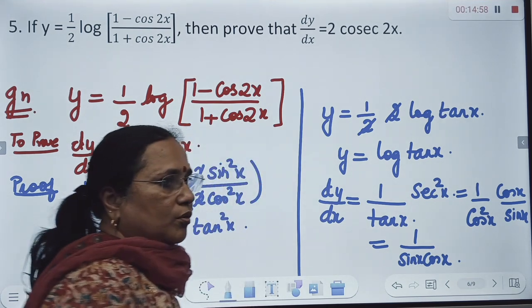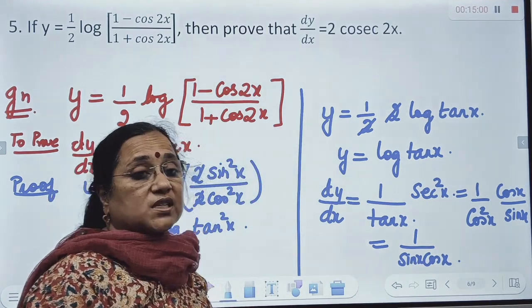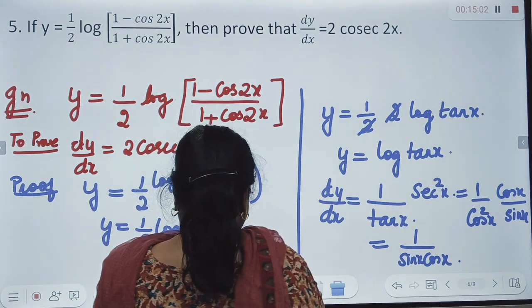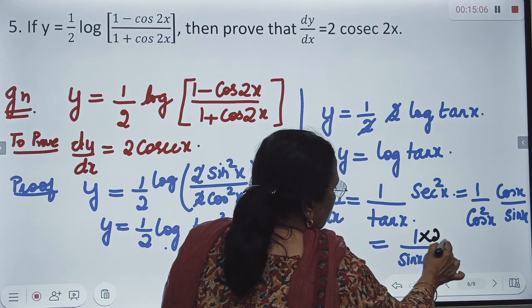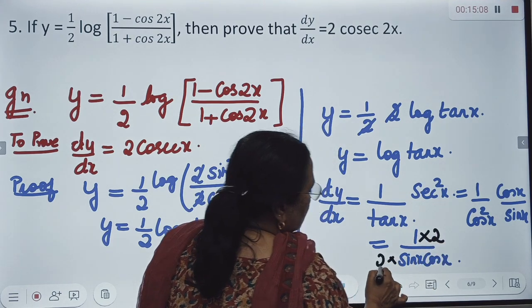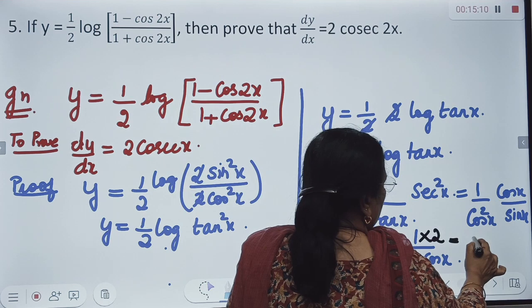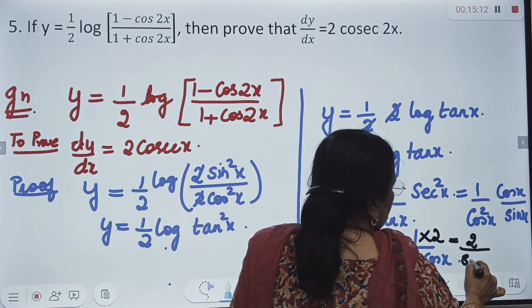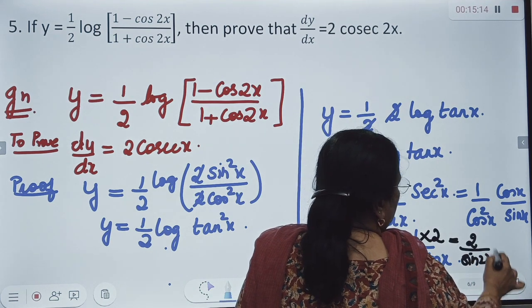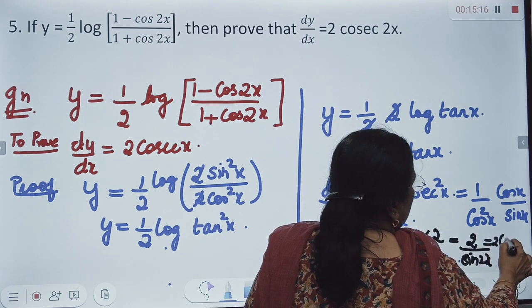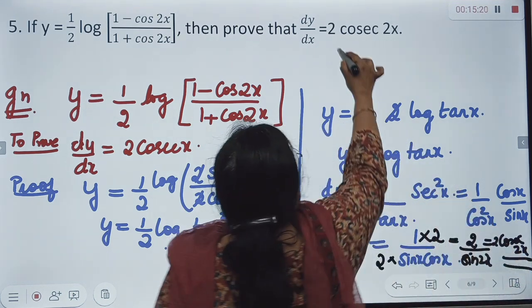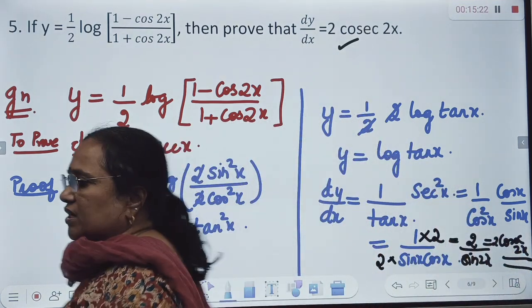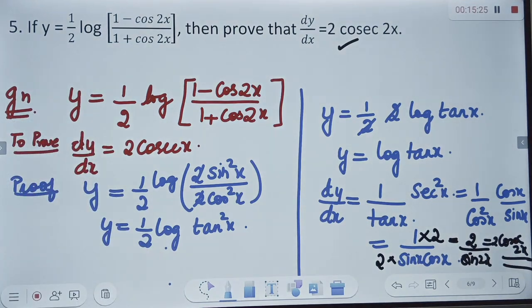So what I am going to do, I know 2 sin x cos x is sin 2x. So I am going to multiply and divide by 2. So into 2 into 2. So what will I get? 2 by sine 2x, which is same as 2 cosecant 2x, which is what we wanted to put. 2 cosecant 2x. Are you able to recognize?